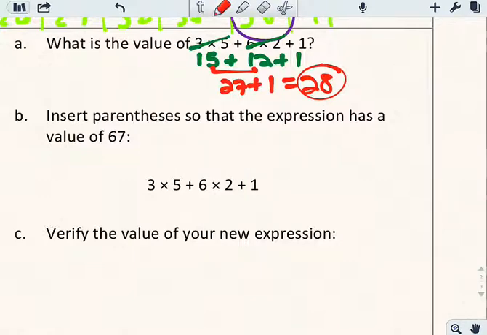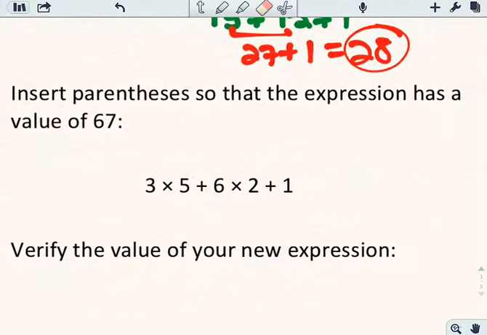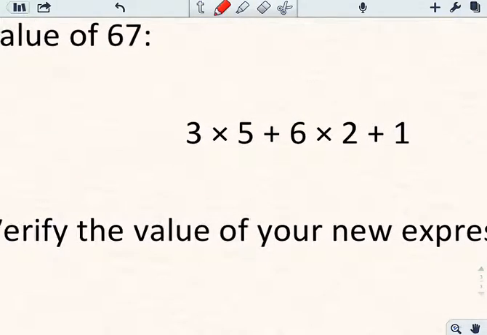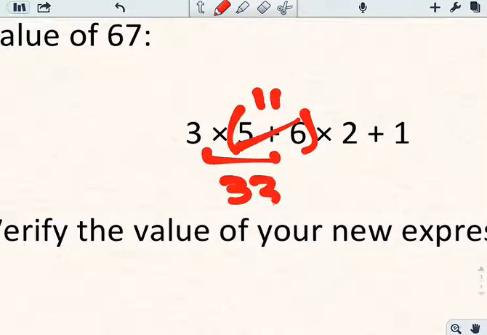Insert parentheses so the expression has a value of 67. Well, right now, if we just add left to right, we get 28, which means we need to increase what we have. I think one way you can increase what we have is maybe using parentheses right here. Let me erase that, get a little closer. So what I mean is, if I use parentheses here, that forces me to do this part first, which will be 11. 3 times 11 now gives me 33.